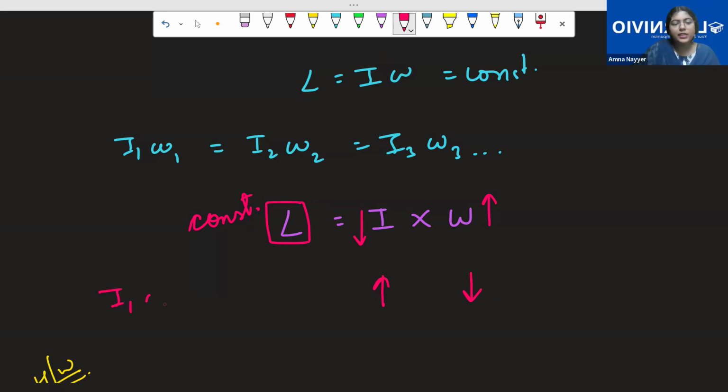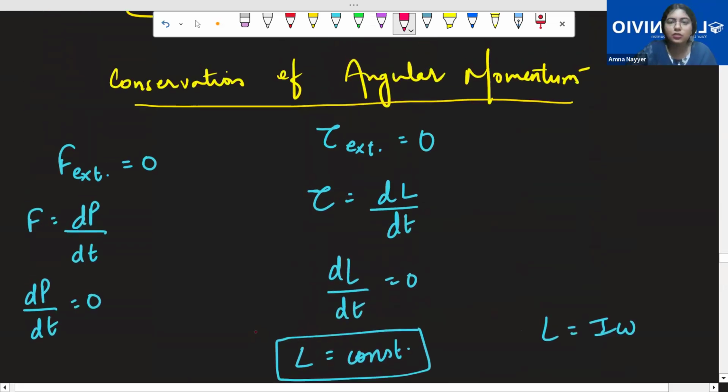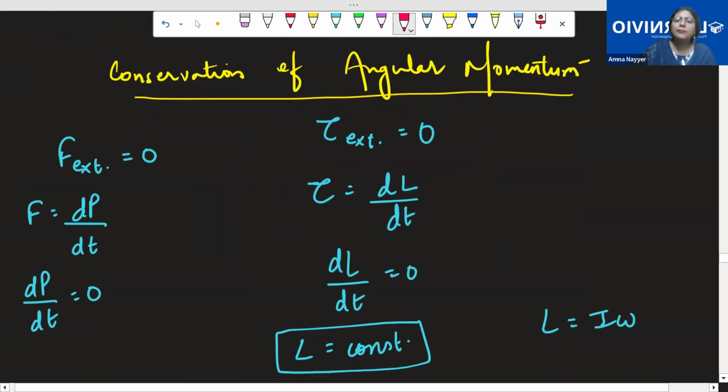So if you have two objects, I1 omega 1 is equal to I2 omega 2. If this increases, this decreases. Like this, each of them will balance each other. That's the main point which you should know. And based on this, you have application-based theoretical questions also in the exam. Write it. I'll tell you first the application.